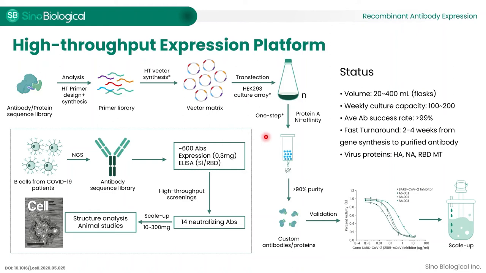Basically, the difference of the platform between our company and other companies is that we use shaker flasks to perform the high throughput expression. The volumes can range from 20 to 400 milliliters. We can produce about 100 to 200 proteins or antibodies every week. We have a very good antibody success rate and a faster turnaround time. If there is a well established library, we might be able to provide the final product in about 2 to 4 weeks. We have also used this platform to produce several viral proteins.